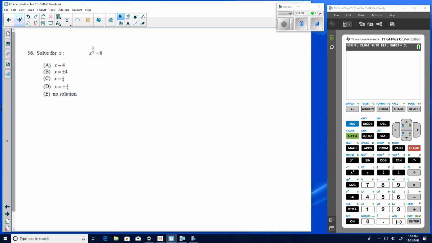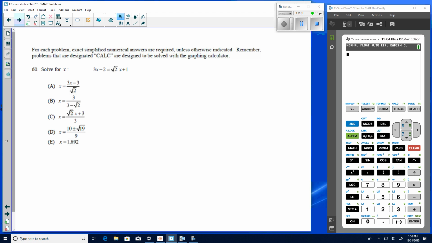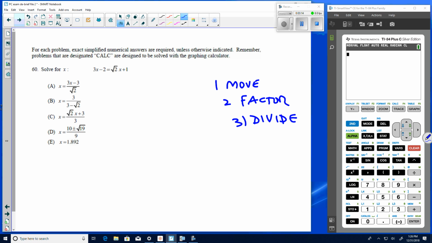Let's go to problem 60 because this was also linear. And so again, we're thinking move, factor, divide. Move, factor, divide. This time we're solving for x. So we're looking for all the terms that have x in it. This has an x and this has an x. So we'll move those to one side. 3x minus root 2x. And then all the terms that do not have x would go to the other side. So we have 1 plus 2. Cleaning that up a little bit, 3x minus root 2x is equal to 3.